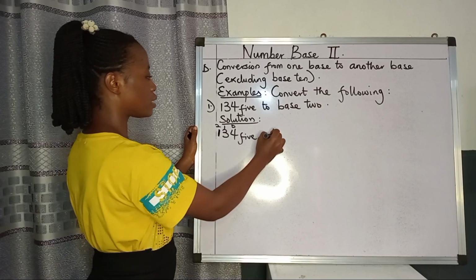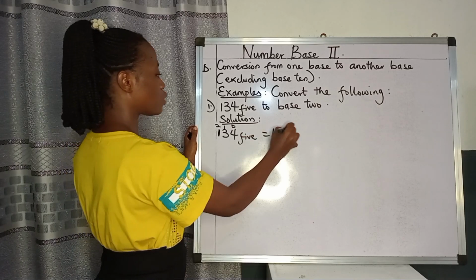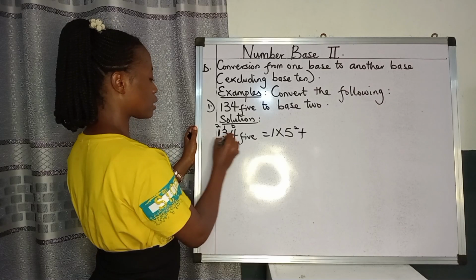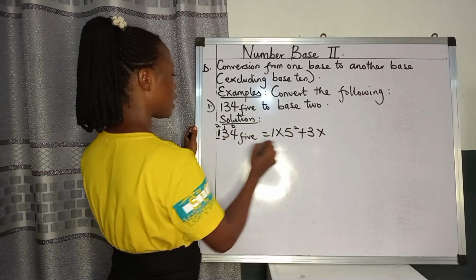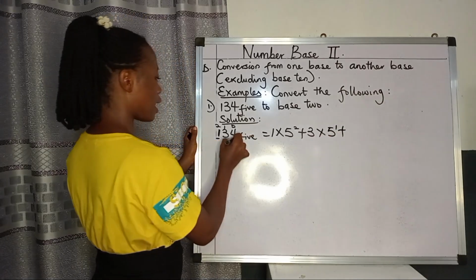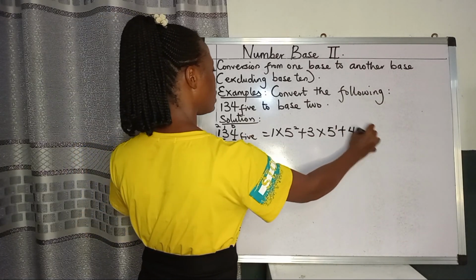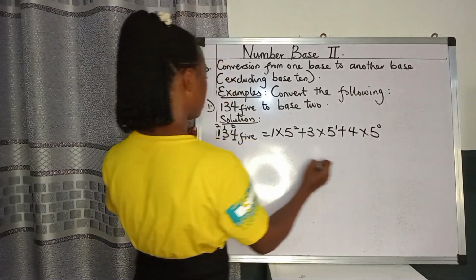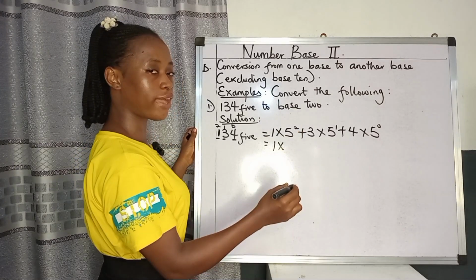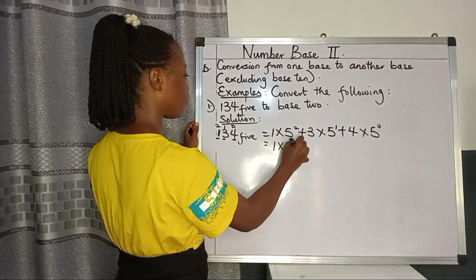I'm taking the first digit times the base, which is base 5, raised to power 2, plus the next digit, which is 3, times the base raised to power 1, plus the next digit, which is 4, times the base raised to power 0. This gives us 1 times 5 raised to power 2, which is 5 times 5. That will give you 25.